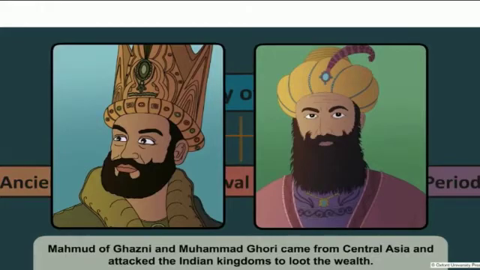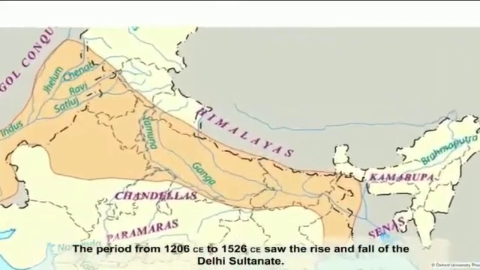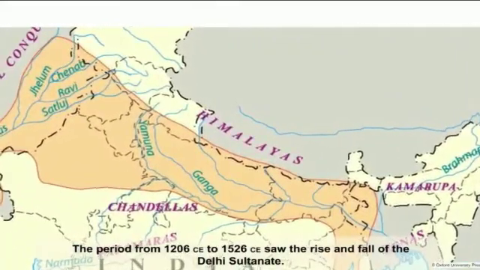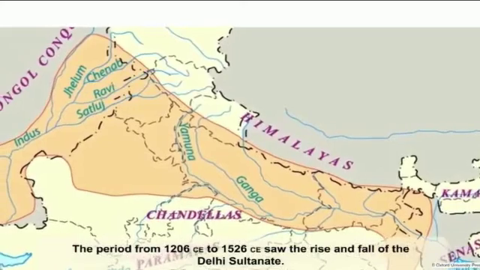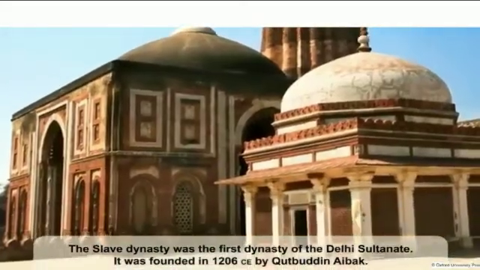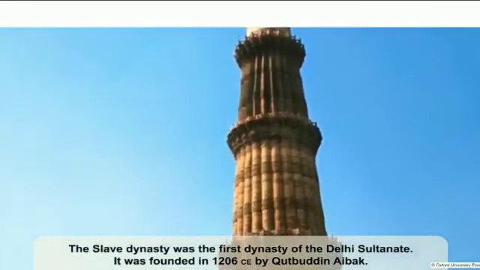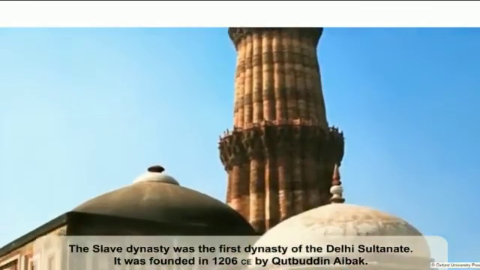The period from 1206 CE to 1526 CE saw the rise and fall of the Delhi Sultanate. Many dynasties came to power during this period. The Slave dynasty was the first dynasty of the Delhi Sultanate. It was founded in 1206 CE by Qutbuddin Aibak.